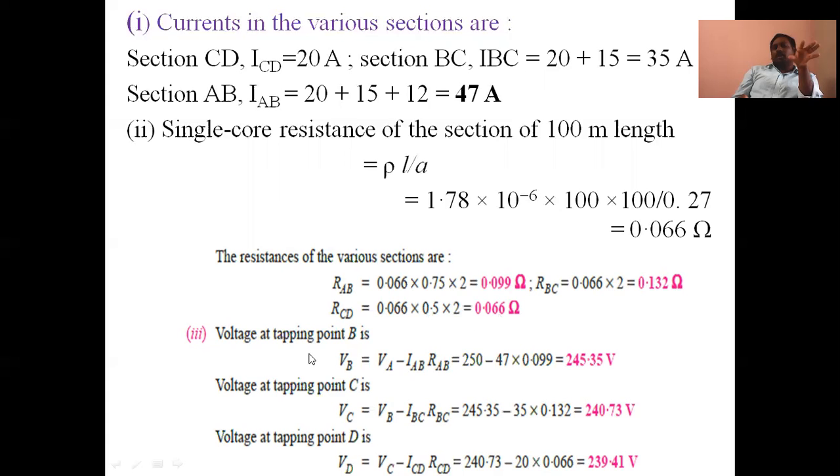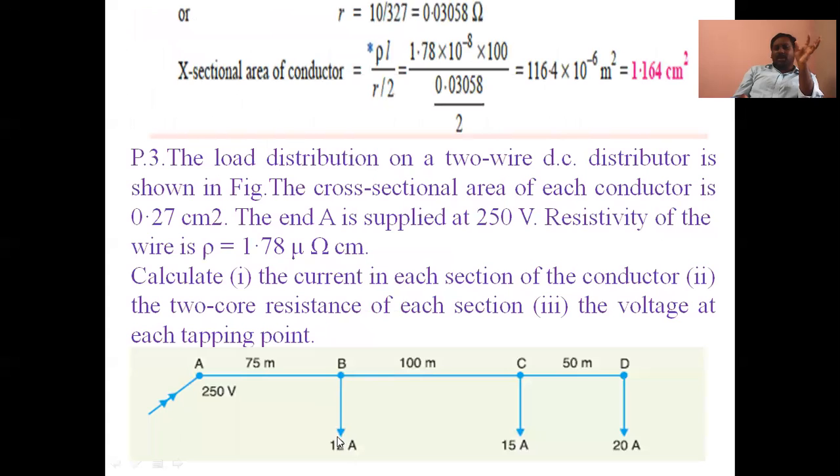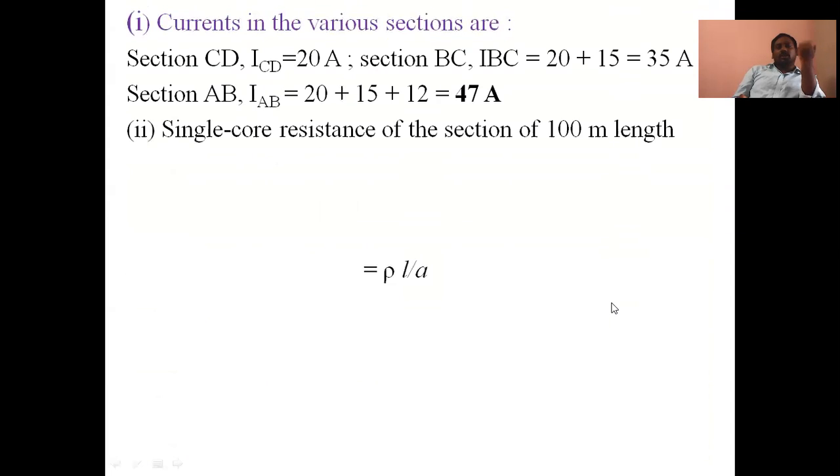Then the voltage at the tapping point, VB, is simple voltage division. At this point, the current is a known value and the voltage is a known value. In this section, the drop is a known value. VA minus VB is equal to VAB. Here VA is known, VB is unknown, and VAB is known because VAB is equal to IAB into RAB. IAB and RAB are known values, so VAB is also known. From this, we can calculate the unknown value: VB is equal to VA minus VAB. Like this, with the simple voltage division rule, we can calculate all these things.